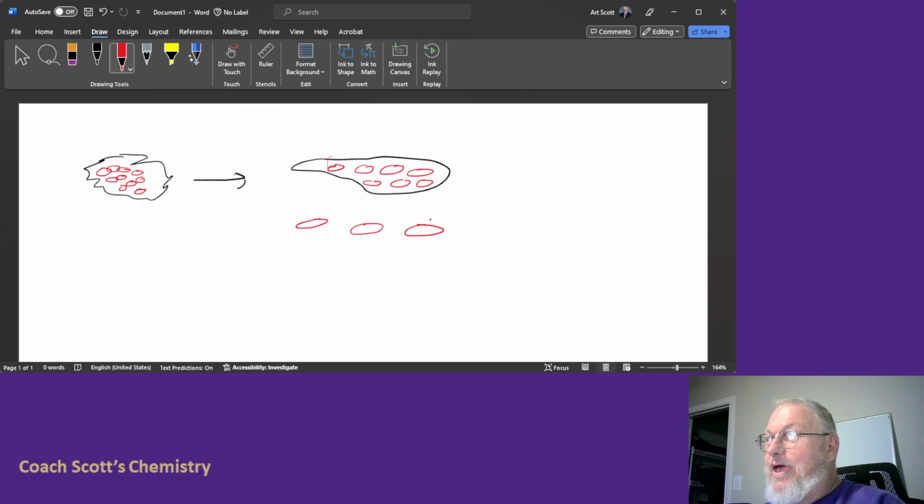But notice that the particles fell down. I'm trying to show that my particles, if there's no loss in mass, what I started with is what I finished with. If I do lose mass, then I've got some things that fell out. All right. Now let's look over here.